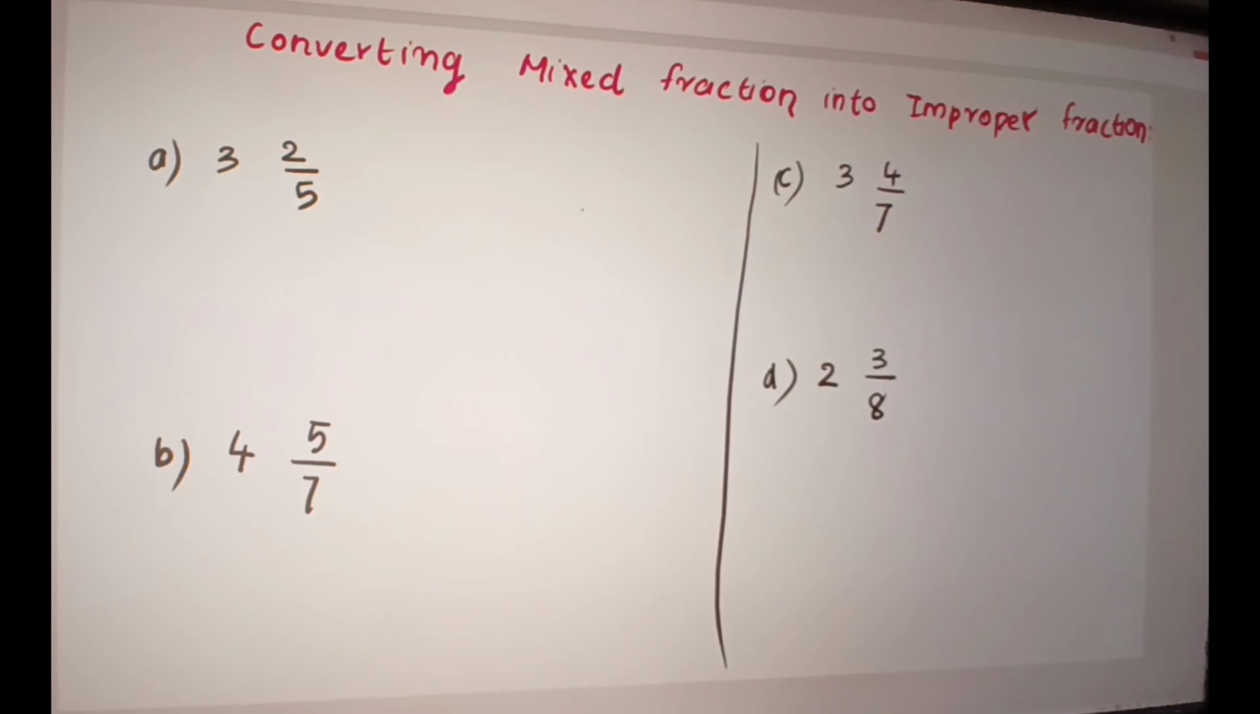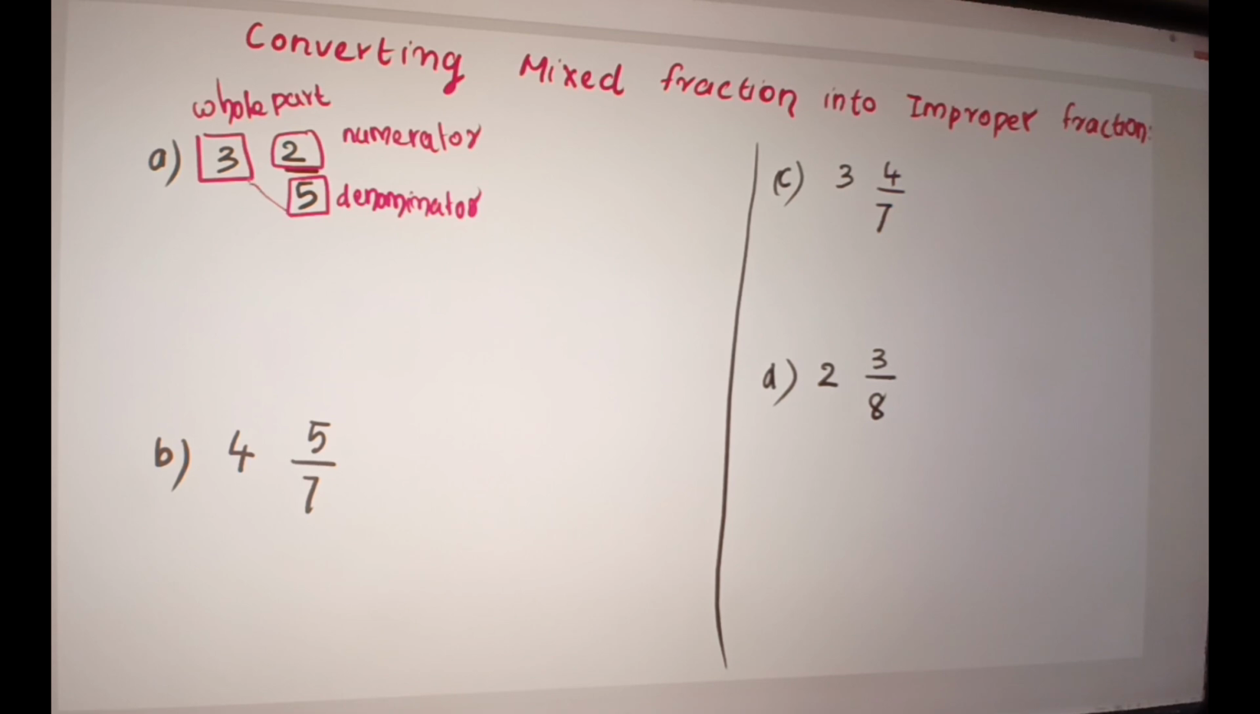Converting mixed fraction into improper fraction. So how do you convert a mixed fraction into an improper fraction? So this is the denominator, numerator, and the whole part. So what you have to do? You have to multiply the denominator with the whole part. So 5 times 3. Then you add the numerator, that is 2. What is the step? You multiply the denominator with the whole part. Then add the numerator. So you will get the answer.